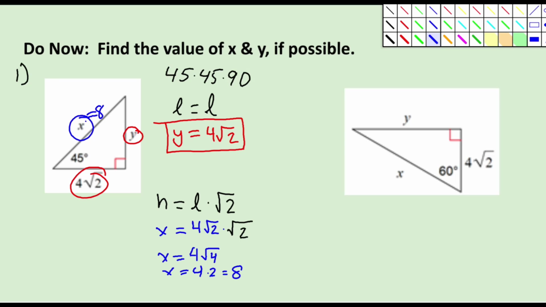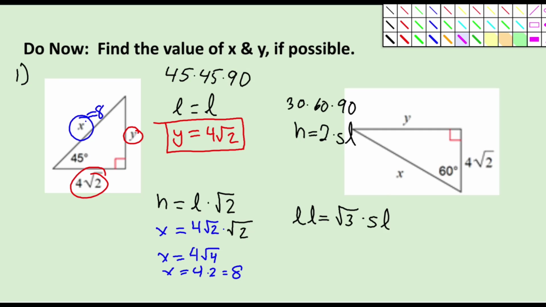Not too bad. Now remember, for the 30, 60, 90, we had different formulas. For the 30, 60, 90, we know two formulas. The hypotenuse is 2 times the short leg. And we also know the long leg is equal to radical 3, the square root of 3, times the short leg. And that's it. So let's label these, because that'll make our life a lot easier.